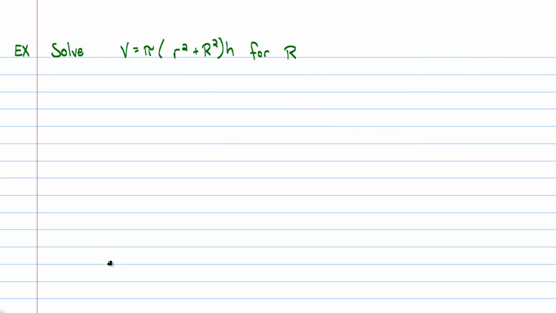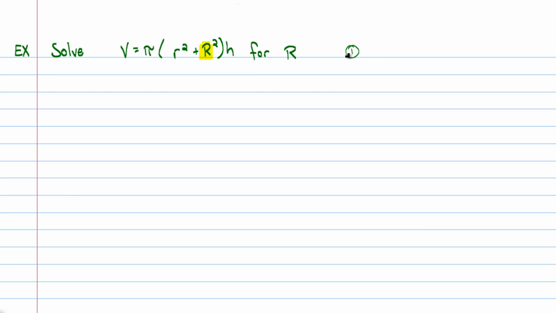Now, as a final example, I want to talk about this style of problem. Solve V equals pi times the quantity r squared plus R squared times h for capital R. Whenever you're asked to solve a formula for a variable, I personally have always found it to be a good idea to think about what's happening to your variable. If you only have one version of your variable, which we are lucky enough to have with capital R here, then write out what's happening to it. Yes, I know we have a lowercase r, but that's a totally different variable.